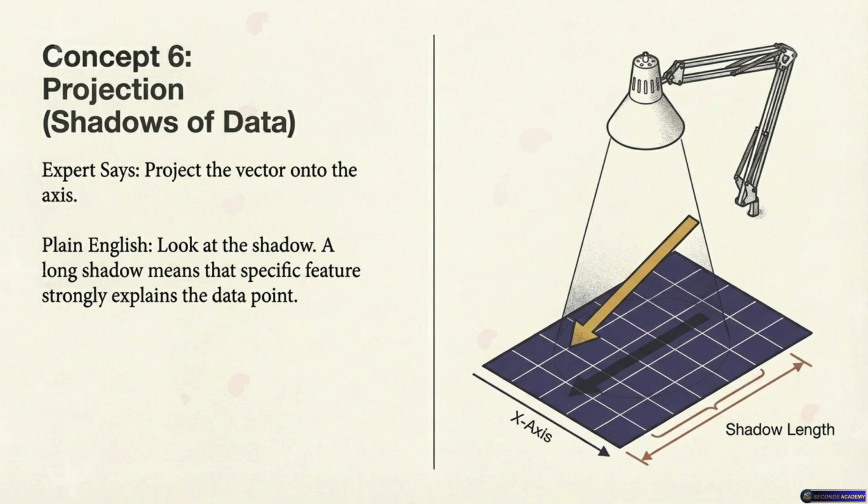In our model, let's say the floor represents the income axis. The solid arrow is going to block the light, casting a distinct shadow down onto the income floor. That shadow is the vector's projection onto the income axis. Now we must analyze the length of that shadow. What does the length tell us?